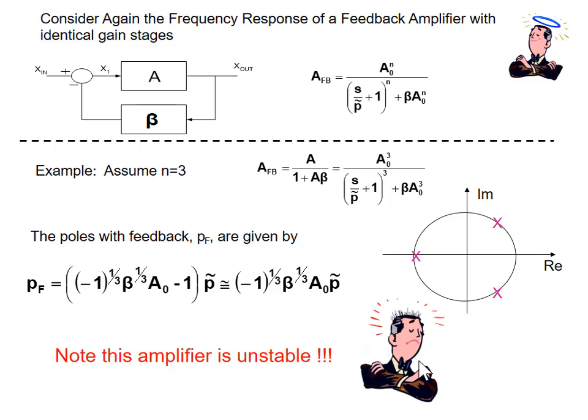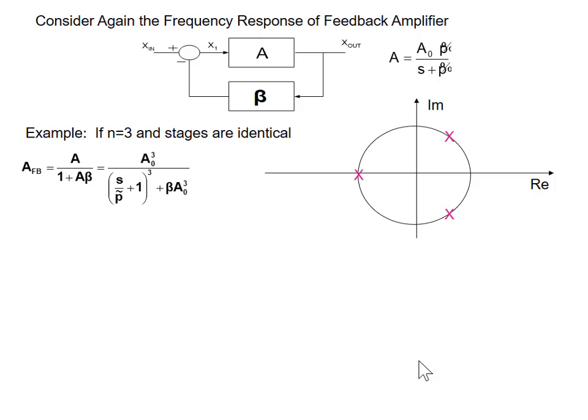Good news or bad news? Bad news, this is a game of feedback. The open loop amplifier had 3 poles in the left half plane. It was rock solid stable. Try feedback on the circuit, and we see there are 3 poles, irrespective of beta. For any value of beta, we've got 3 poles, 2 of which are in the right half plane. So the amplifier is unstable.